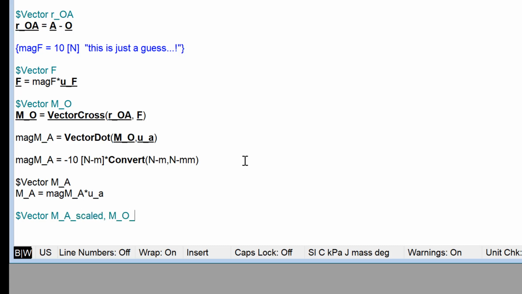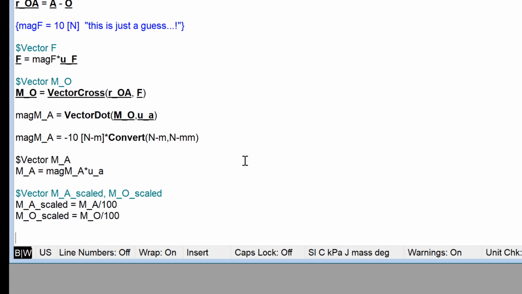Just like in our previous problem, these moments have magnitudes that are so large that if I plot them with the position vectors and the forces, you wouldn't see the position vector and the forces. So I'm going to scale them down so that they all show up in one plot. And that, for me, is just going to be dividing them by 100. And then I'll use the $vector plot directive. I'll name my plot vectors. I'm going to plot the position vector ROA. Of course, that's going to start at point O. And I'll make that black.